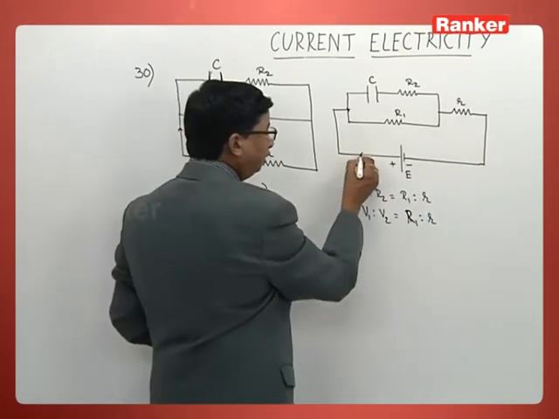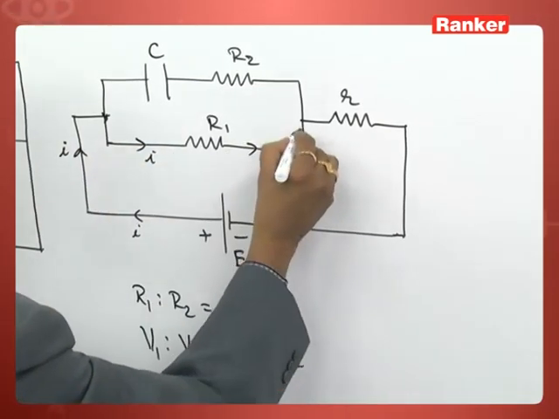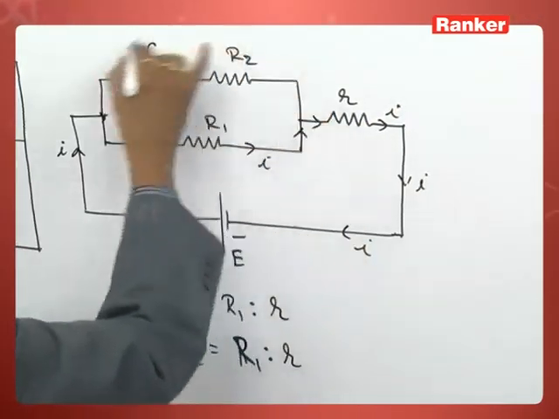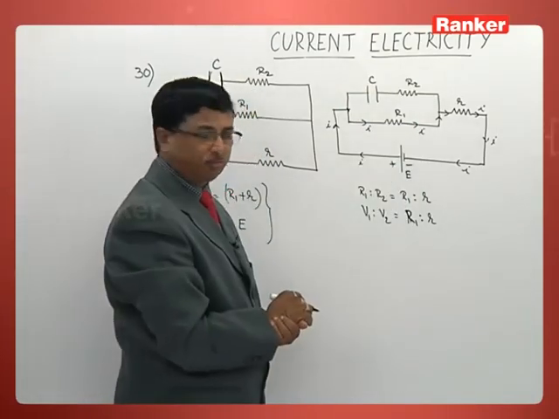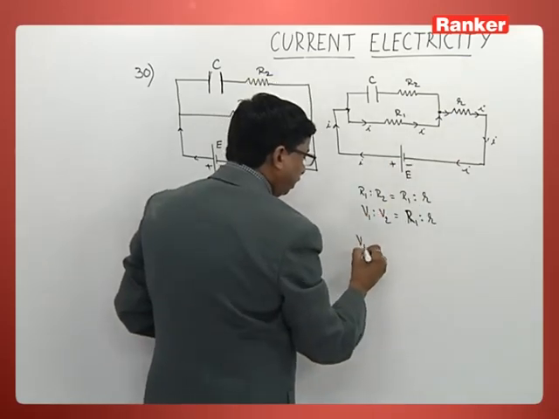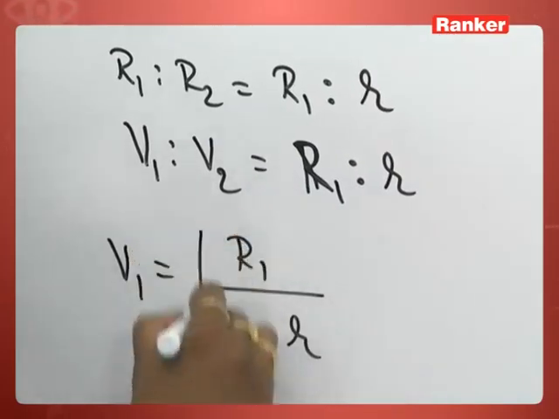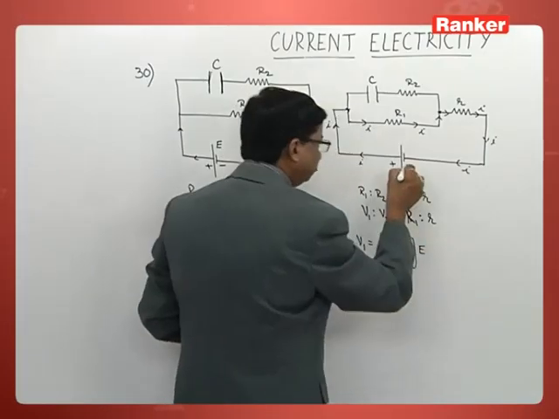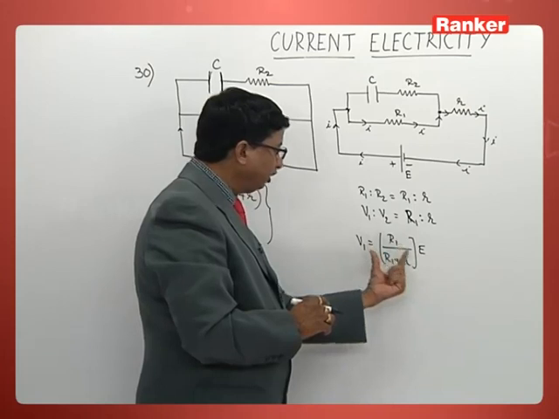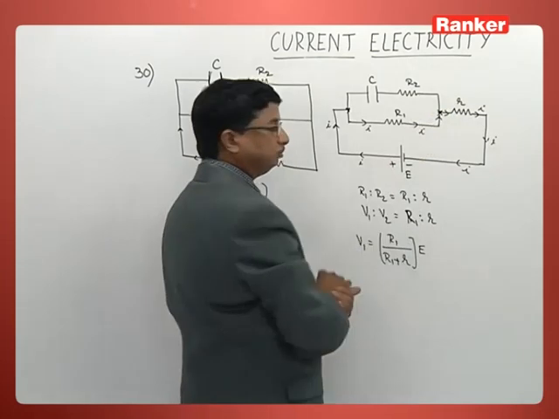So what you should understand here: current is entering this way, passing through this one, and just exiting through this one. That is the very idea, no current passes through this. So what is the PD across these 2 points? I take V1. What is that value now? R1 by R1 plus small r into the value of E. That is the potential difference across these 2 points.